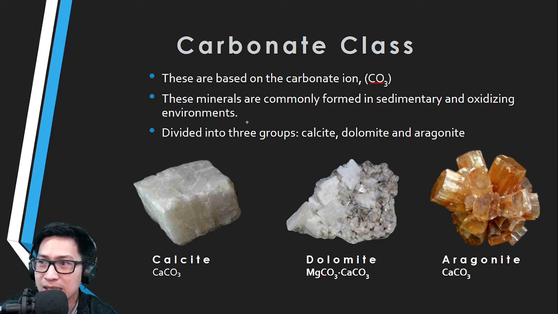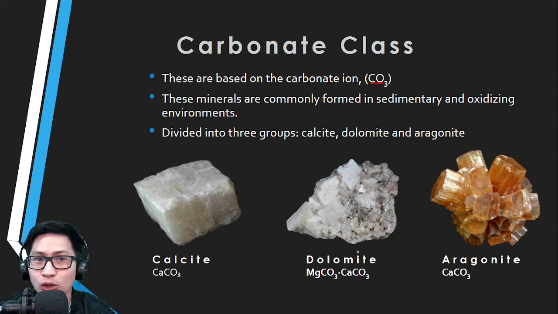Saan po ba madalas ang mga sedimentary environments? Sa mga bundok. No? Sa mga bundok. We have three groups of carbonate class. We have the calcite, the dolomite, and aragonite. And guys, this dolomite, matunog siya ngayon. Why? This is the mineral that they used in the beautification of the Manila Bay. So, the Manila Bay is made up of dolomite, which is a mineral. No? Yun yung ginamit nila.